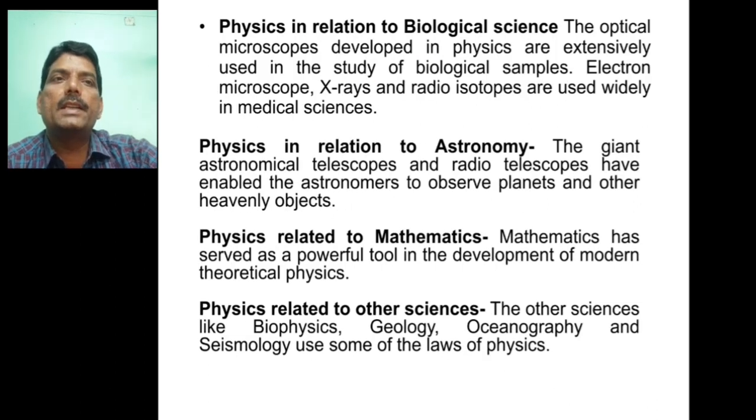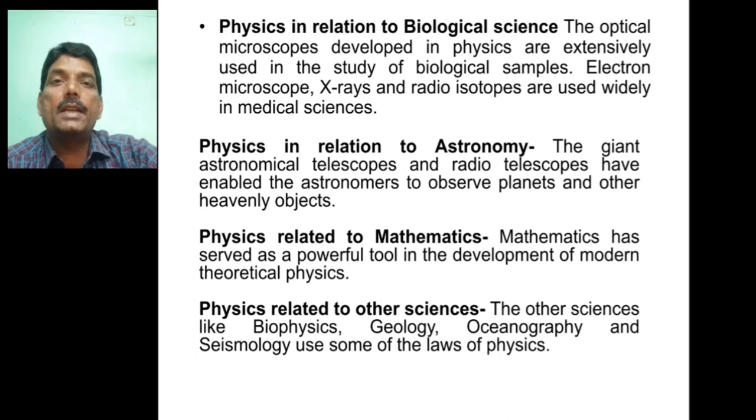Now physics in relation with the biological sciences. The optical microscopes developed in physics are extensively used in the study of biological samples. Electron microscope, X-ray and radio isotopes are used widely in medical sciences. Now you see here in biological sciences, whenever you are observing any microscopic particle, which cannot be identified by your naked eyes, you can find it with the help of the microscope, in which different lenses are used. So physics is very helpful in biological sciences.